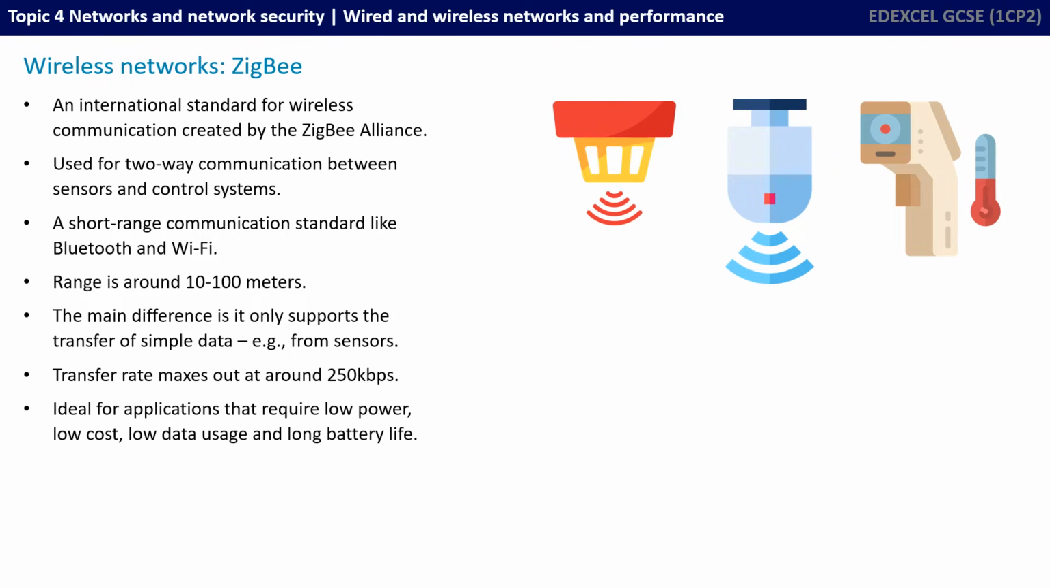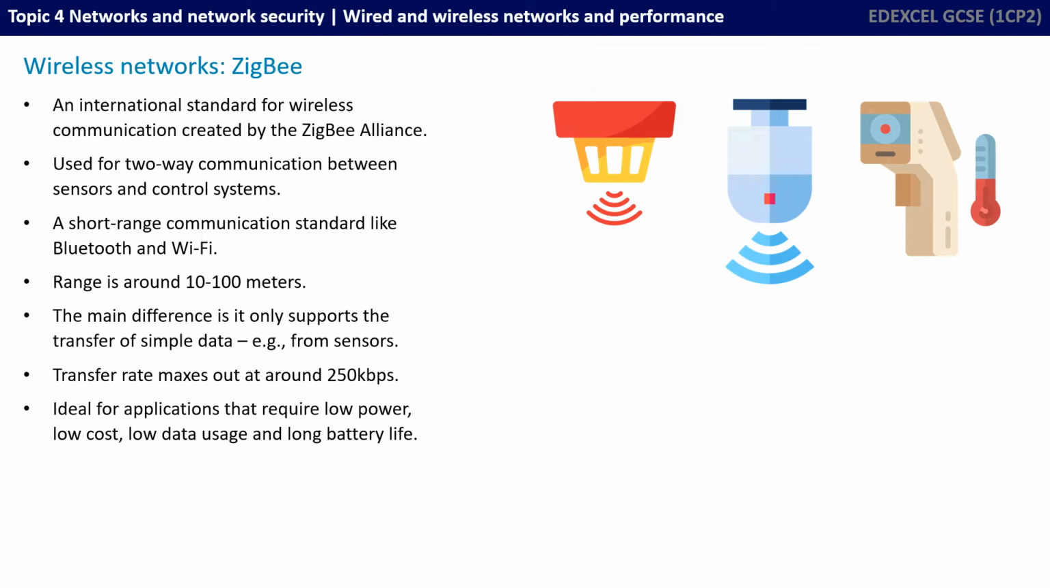The final one for wireless you need to know about is ZigBee, and this is an international standard for wireless communication created by the ZigBee Alliance. It's used for two-way communication between sensors and control systems. It's a short-range communication standard similar to Bluetooth and Wi-Fi, and its range is around 10 to 100 meters.